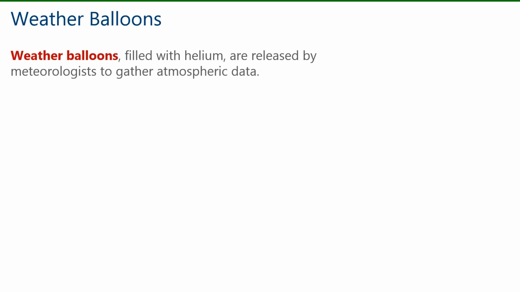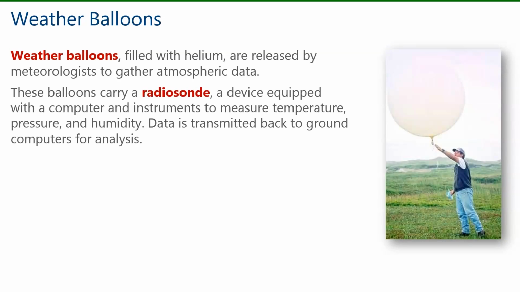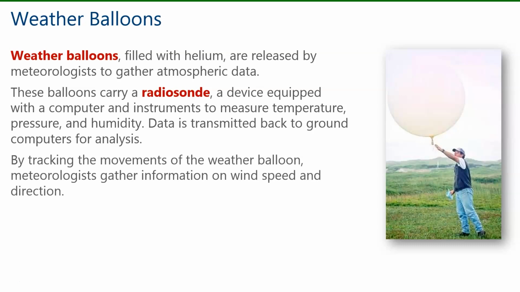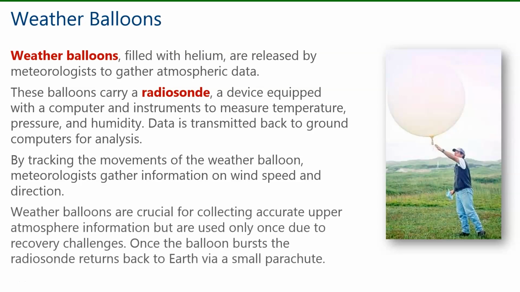Weather balloons, filled with helium, are released by meteorologists to gather atmospheric data. These balloons carry a radiosonde, a device equipped with a computer and instruments to measure temperature, pressure, and humidity. Data is transmitted back to ground computers for analysis. By tracking the movements of the weather balloon, meteorologists gather information on wind speed and direction. Weather balloons are crucial for collecting accurate upper atmosphere information, but are used only once due to recovery challenges. Once the balloon bursts, the radiosonde returns back to Earth via a small parachute.